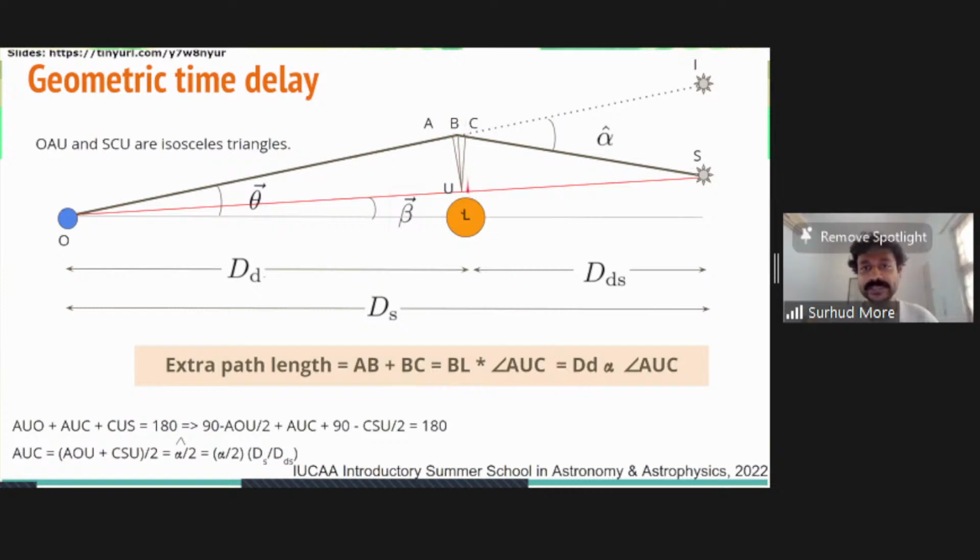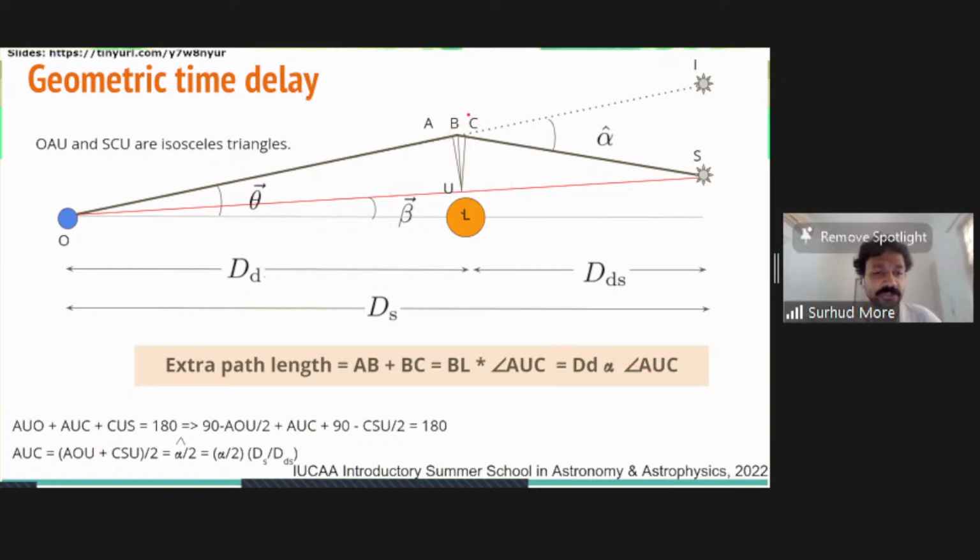This distance is just the scale deflection angle alpha times the distance to the lens, dd. So it is dd times alpha. That is what this distance is. And then the angle AUC, I have just written it down again as the angle AUC. Now let's work out what angle AUC is.